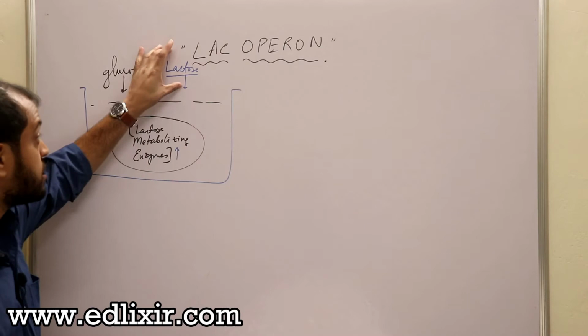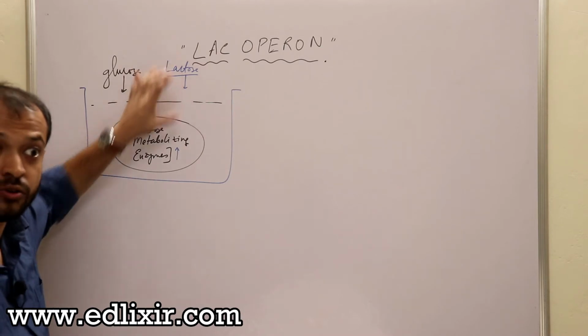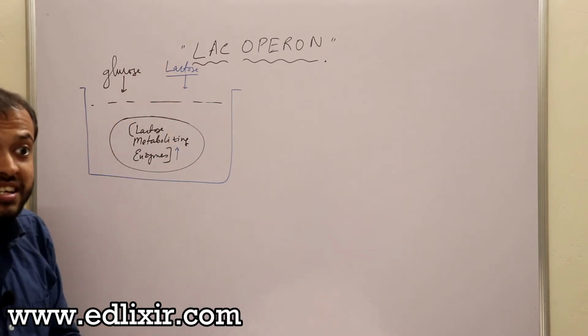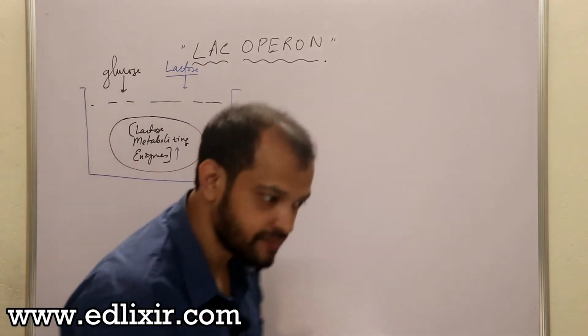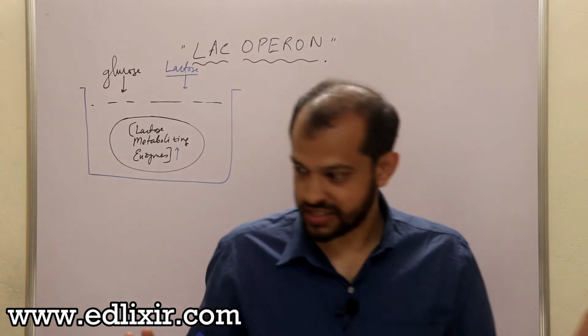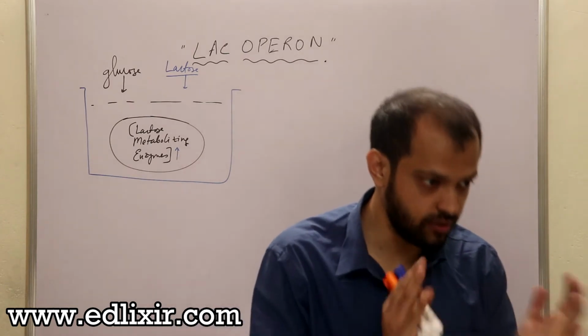That is lactose, which is a non-protein thing, is controlling the what? Translation of proteins. How? That was the important question. Clear? Now, we have already discussed. Let's talk about the solution.